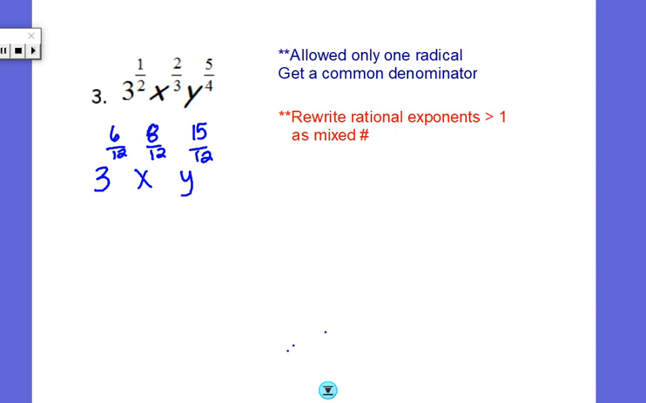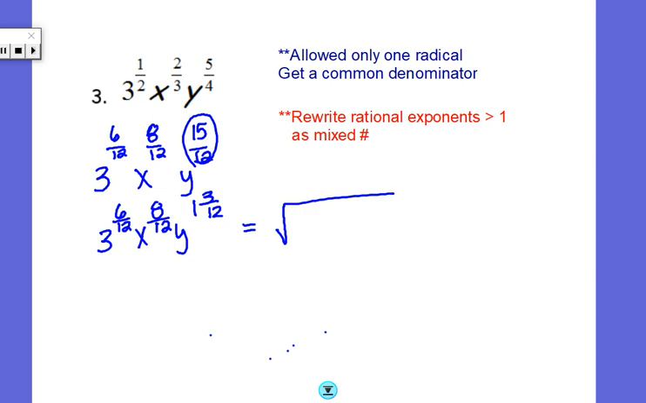All right, I'm going to rewrite this as a radical. All right, because this is an improper fraction, I'm going to rewrite that as a mixed number. All right, don't reduce your fractions, otherwise you start over again. Your whole goal is to get a single radical. All right, 15/12 is 1 3/12. So now I can write it back.